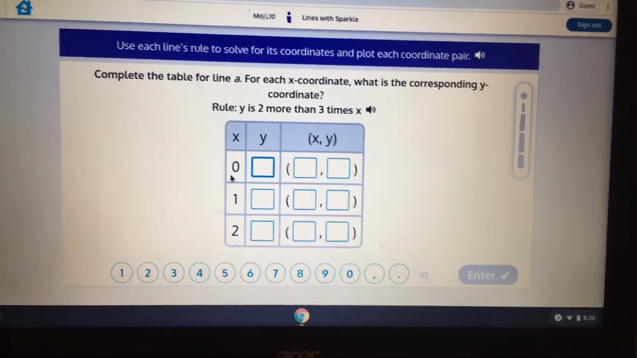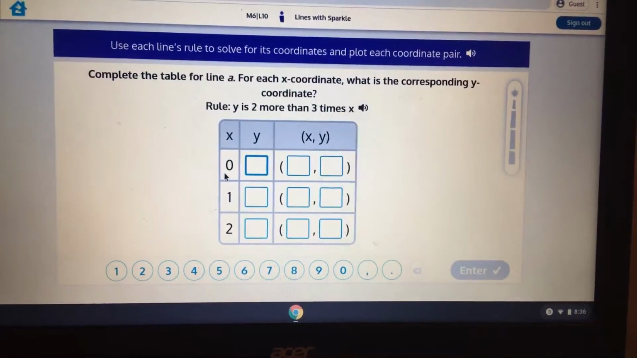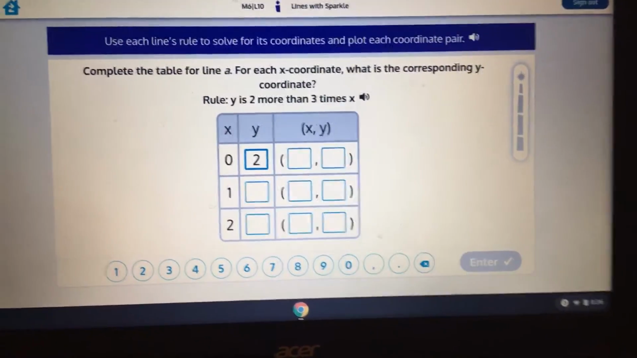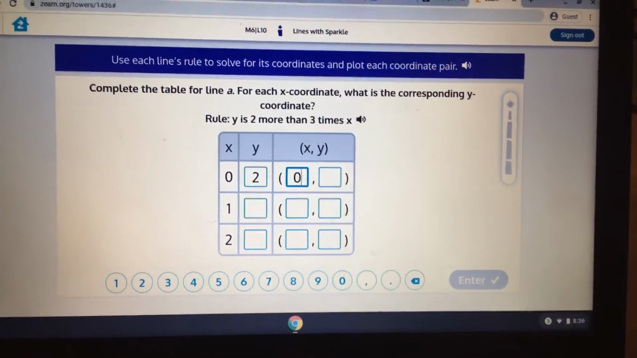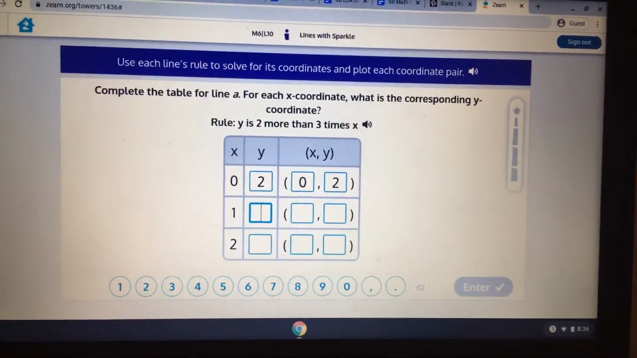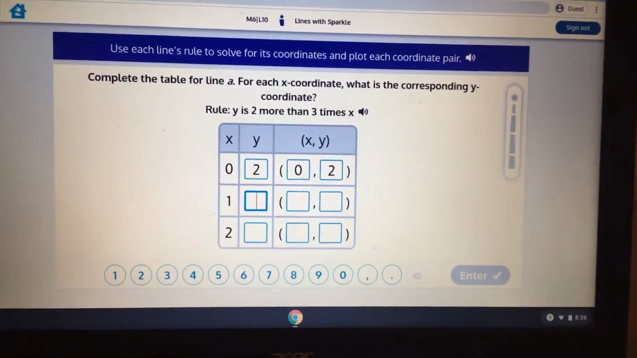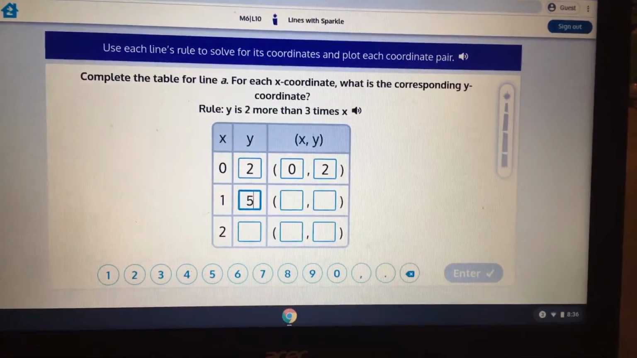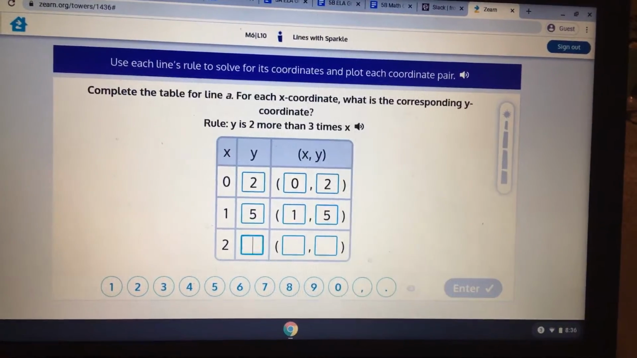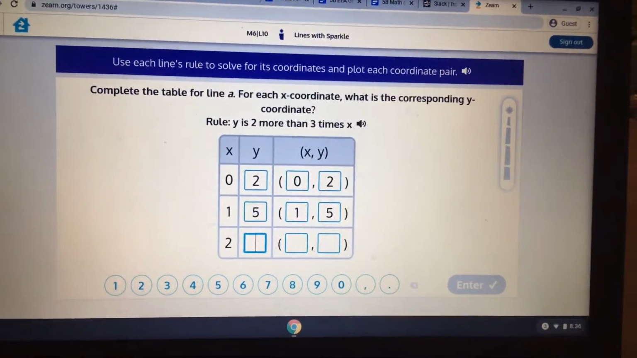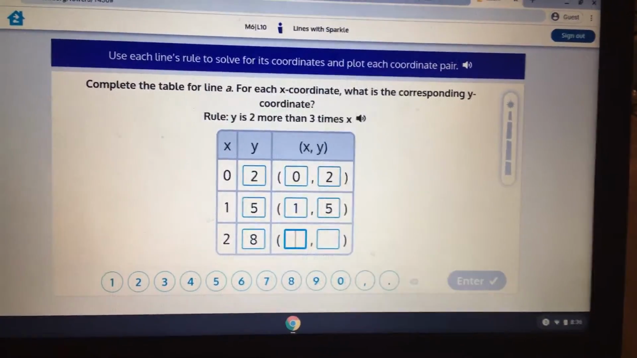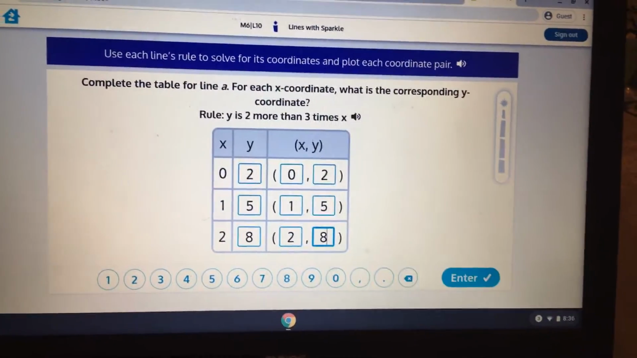So if X here is 0, 0 times 3 is 0, plus 2 gives me 2. So then my coordinate is 0, comma 2. All right, 1 times 3 is 3, plus 2 gives me 5. So then I have 1, comma 5 for this one. 2 times 3 is 6. 6 plus 2 gives me 8. So then I'm at 2, comma 8.